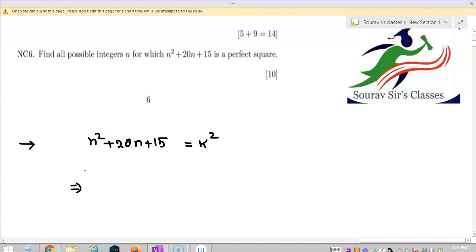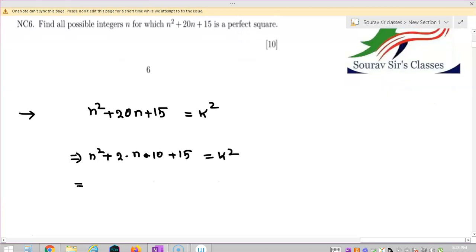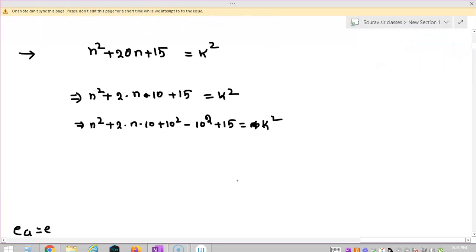I can write this as n squared plus 2 into n into 10 plus 15 is equal to k squared, right? Now I need to make a square. So for this, I am doing n squared plus 2 into n into 10 plus 10 squared minus 10 squared plus 15 is equal to k squared. So I can write this as (n plus 10) whole squared minus 100 plus 15 is equal to k squared.